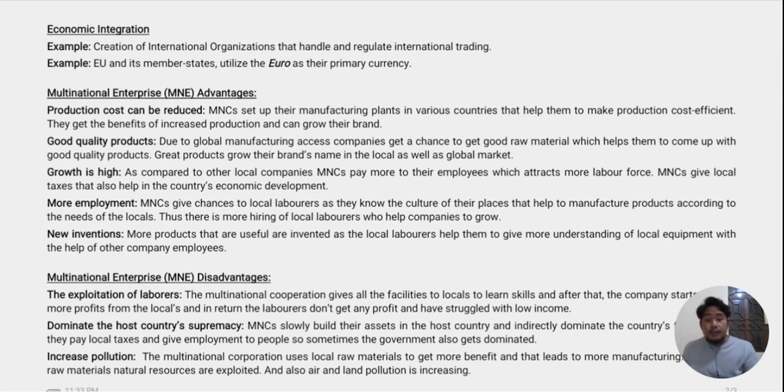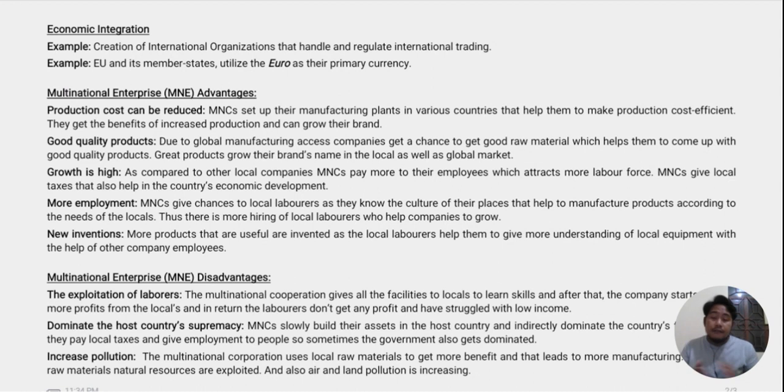Okay, so let's go first with the advantages. So, production cost can be reduced. MNCs can set up their manufacturing plants in various countries, which help them make production much more cost efficient. They get the benefits of increased production and they can also grow their brand.